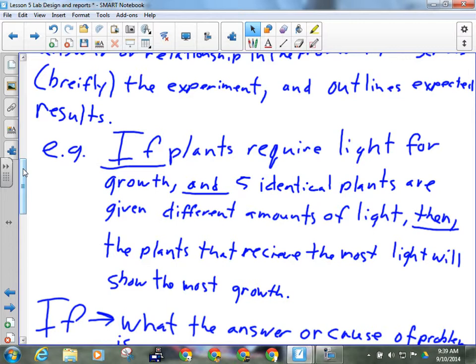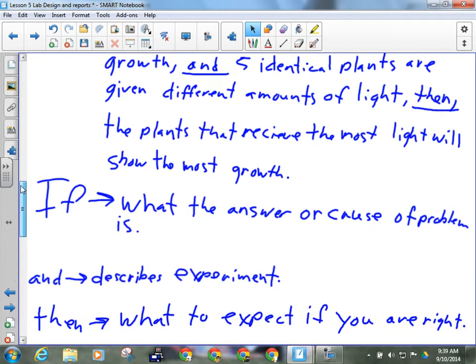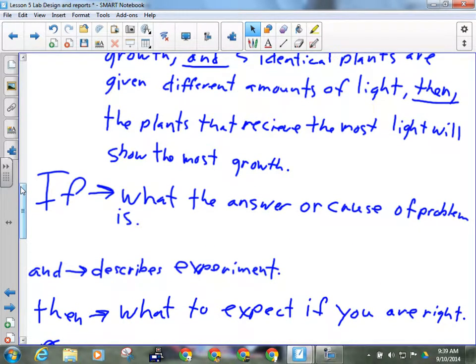Okay, so just breaking this down even a little bit more. Okay, this is what your if, and then should do. If, what the answer or cause of the problem is, and describe the experiment, then what to expect if you're right.